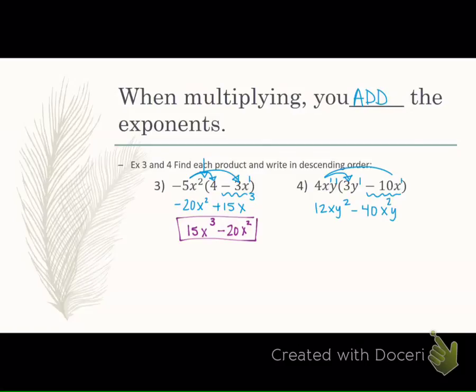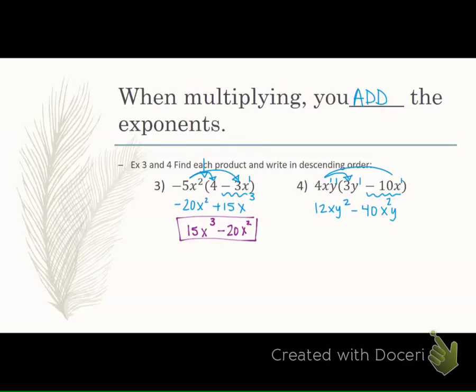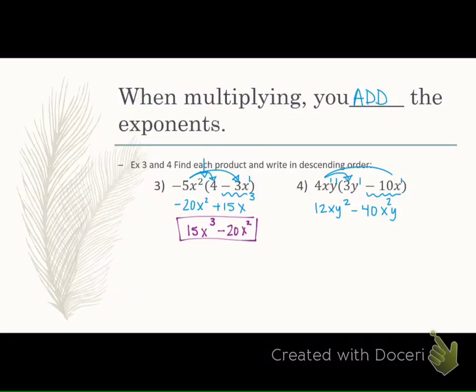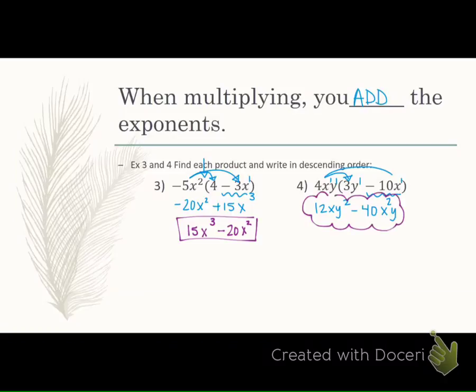Now both of these have a degree of 3. Why do they have a degree of 3? Can anybody explain that? Remember, the degree is the highest exponent. We talked about that on Friday. So 1 plus 2 is 3, 2 plus 1 is 3. Do you guys see that? So you add the exponents there. But we're not going to change those around because they both have degree 3, so it doesn't matter the order there.